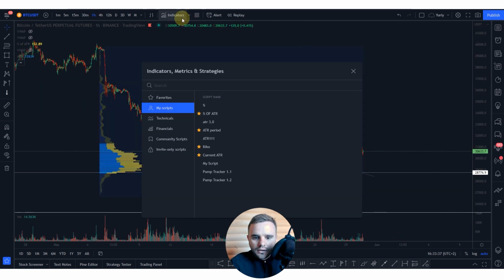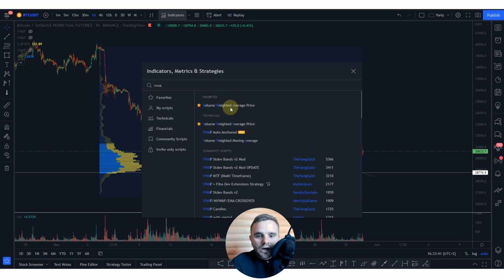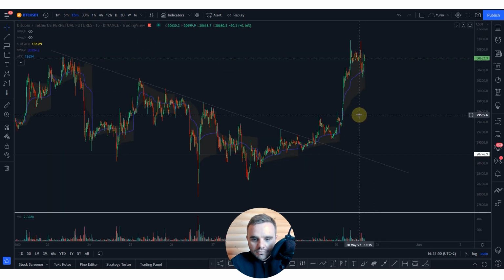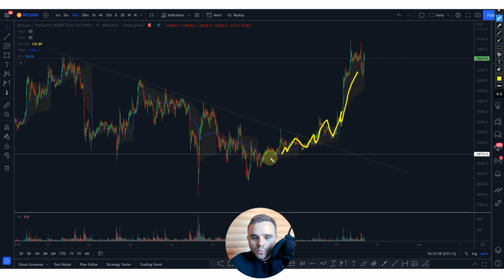Pay attention here. Now, I just write here VWAP, volume weighted average price, and you add. I have daily VWAP. It's blue. It is only for intraday trading. Pay attention how after breakout price beautifully bounced from VWAP. Once more, VWAP shows you the balance of a day.